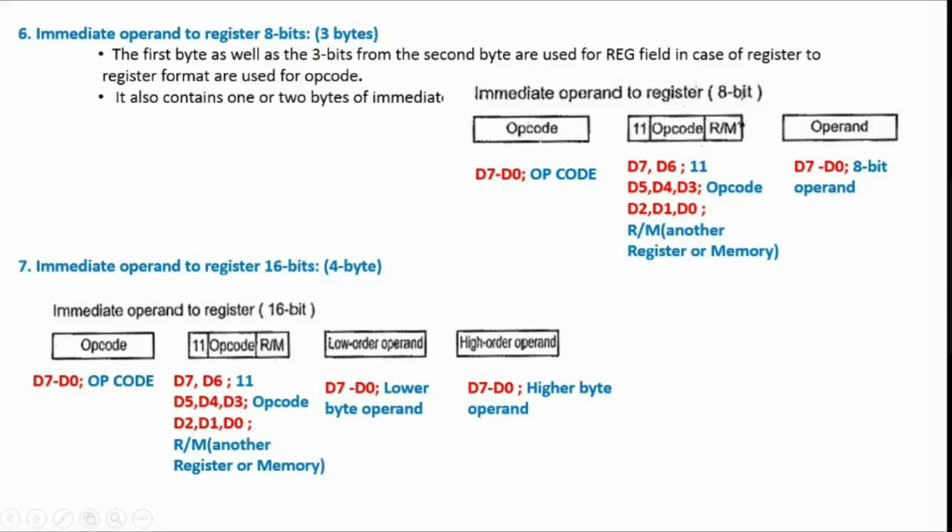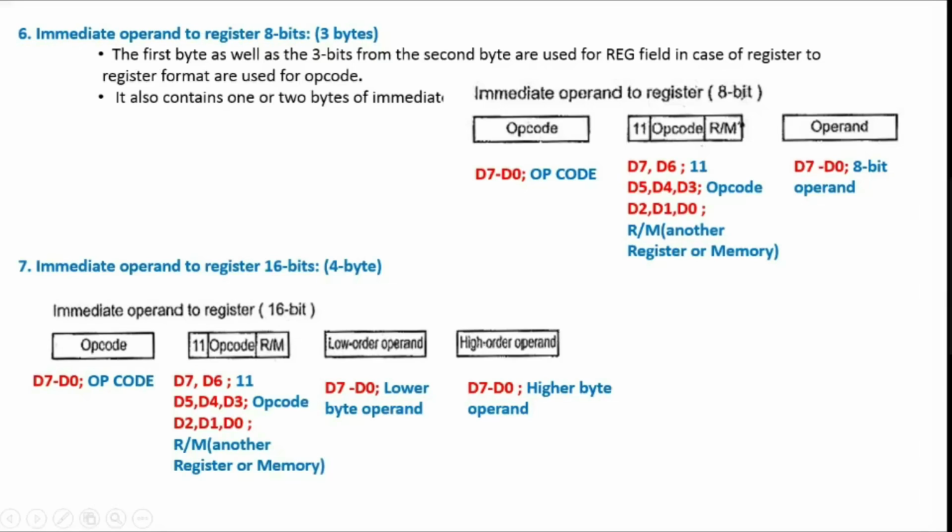And R/M will remain the same. It is again 3 bits. So 3 plus 3 is 6, and 2 bits of MOD make 8 bits. This is the second byte, and the third byte will have an operand. So an 8-bit operand will be specified in the third byte. So this is a 3-byte instruction. In immediate operand to register, we can also have a 16-bit operand.